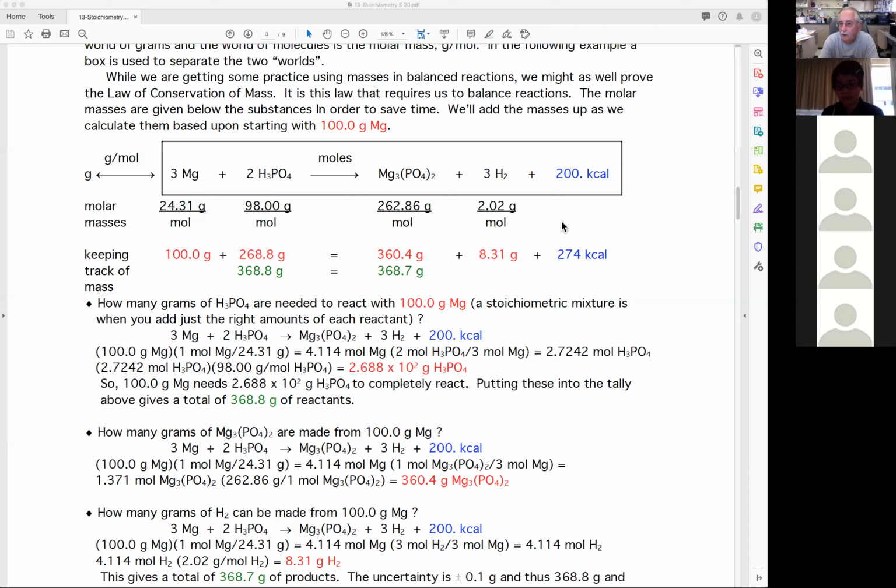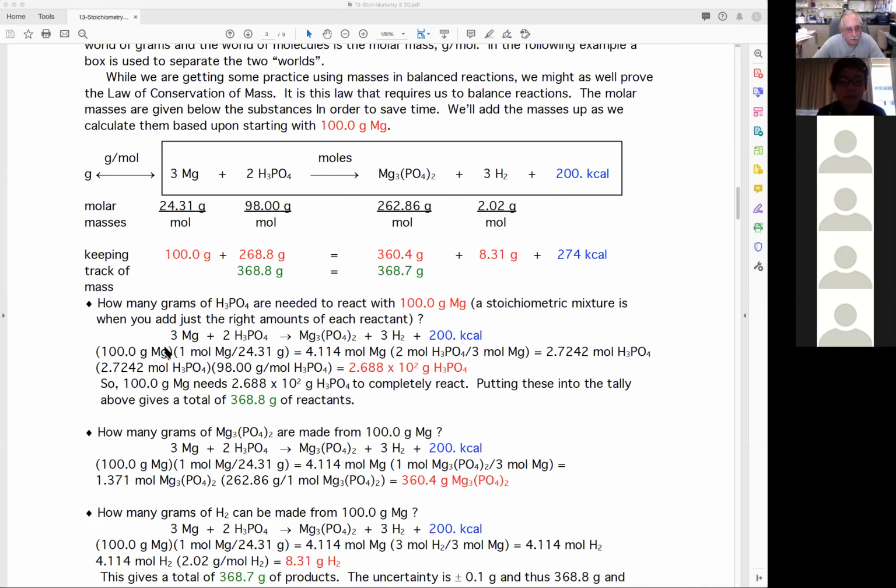And at the same time, we're going to prove to you the law of conservation of mass. As a matter of fact, what is the reason why we have to balance a chemical reaction? It's really because of the law of conservation of mass. So how many grams of phosphoric acid are needed to react with 100 grams of magnesium? So we're out here in our world. We have to get into their world using the molar mass as a conversion factor.